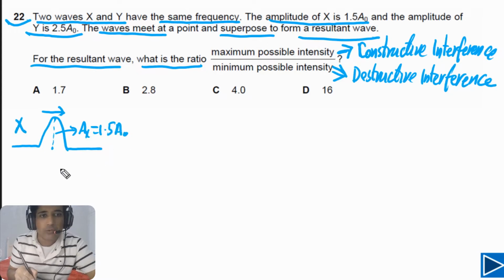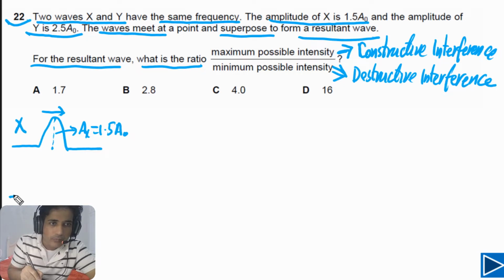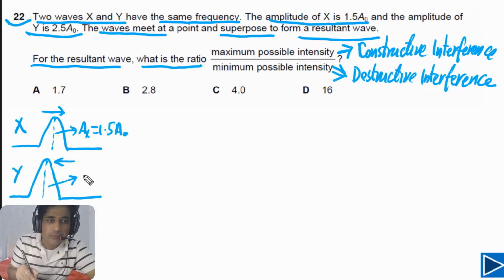We can also draw another wave Y. Let's say this is the pulse of wave Y, and we can imagine that this wave Y is moving to the left. The amplitude of this wave is also given. The amplitude of this wave is AY, which is equal to 2.5 A0.